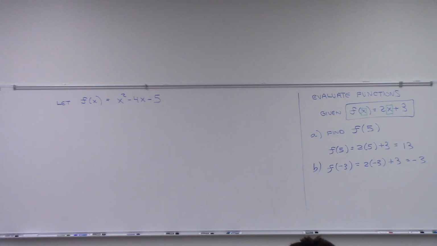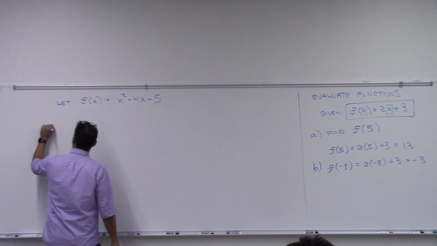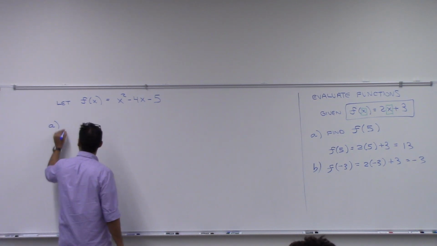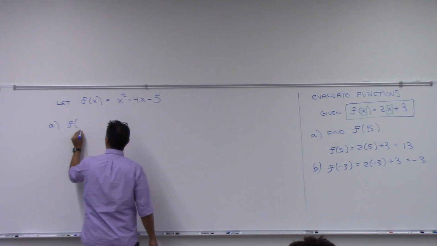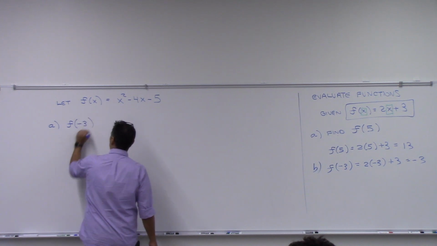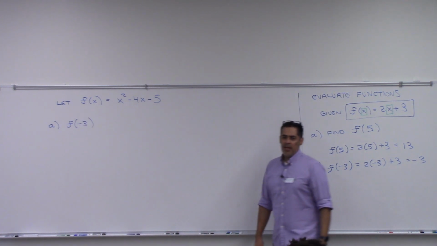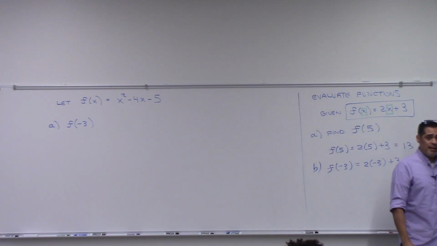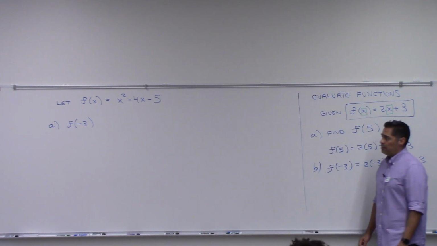And so now let me ask you some things here. Let's start simple. Well, I don't know if this is simple. I'm going to try and trick you right off the bat. What's f of negative 3? So that means you're going to replace all your x's, right, with negative 3.